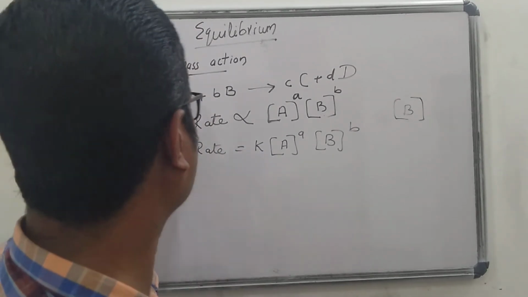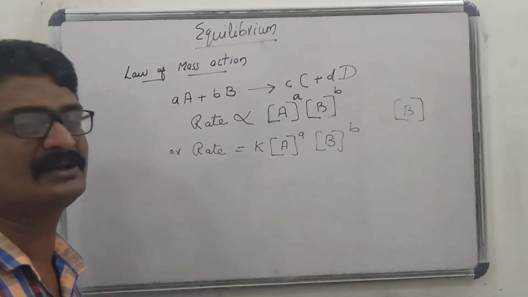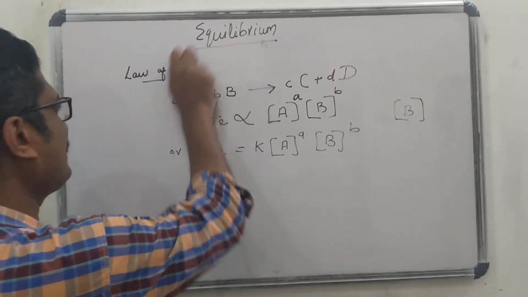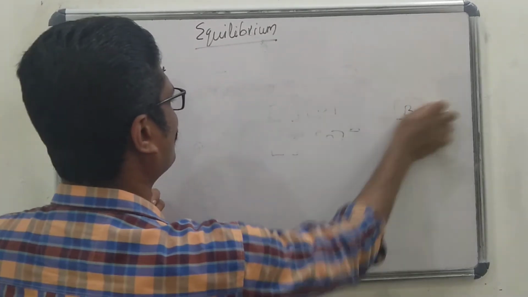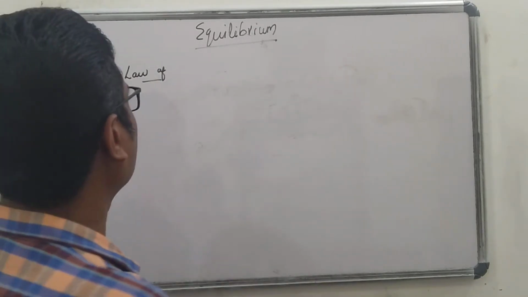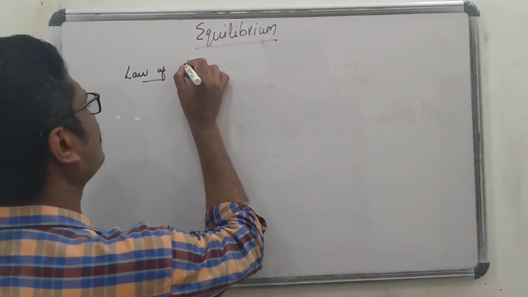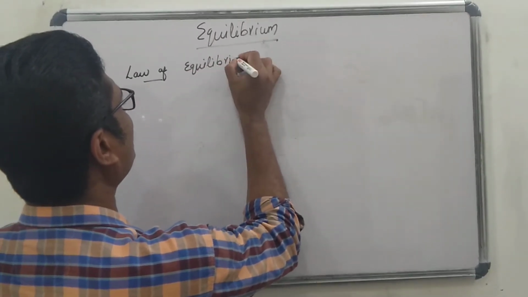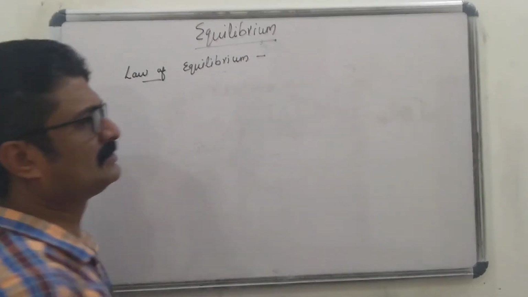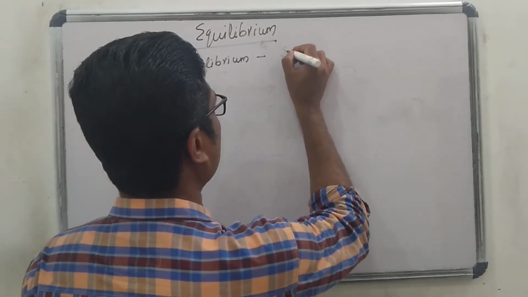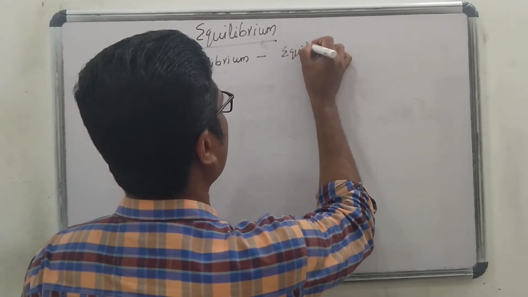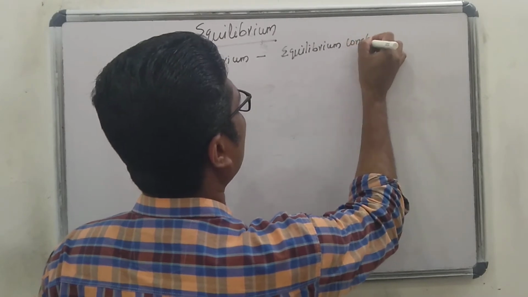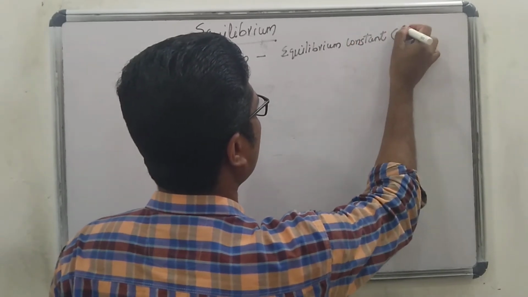Yes, next നമുക്ക് law of mass action base ചെയ്തുകൊണ്ട് law of chemical equilibrium എന്താണെന്ന് നമുക്ക് നോക്കാം. Please listen. Law of equilibrium, law of chemical equilibrium is nothing but equilibrium constant. Yes, its symbol is Kc.